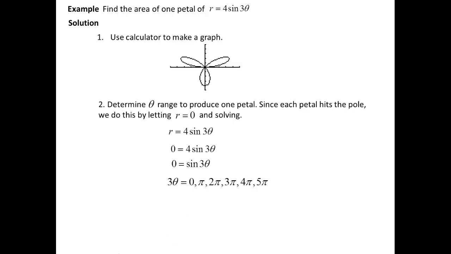So how do I get the thetas? Well, to get theta, just divide everything here by 3, and we get theta is equal to 0, pi over 3, 2 pi over 3, pi, 4 pi over 3, and 5 pi over 3. So those are the values of theta where the polar equation would intersect the pole.